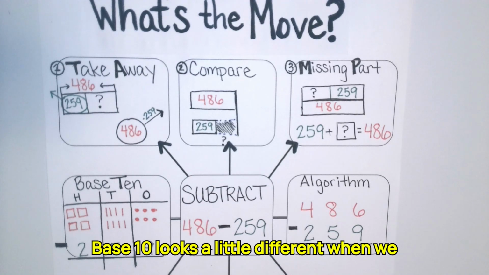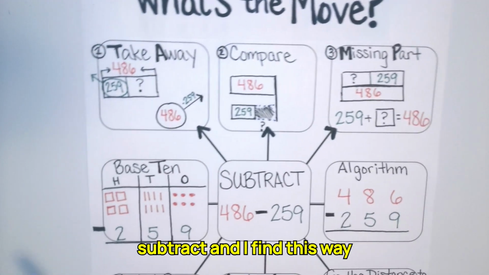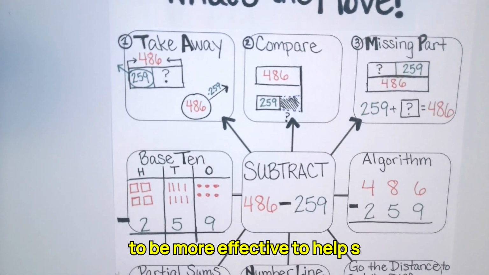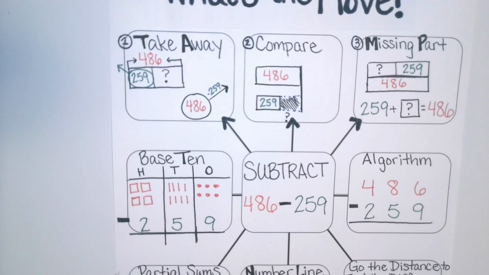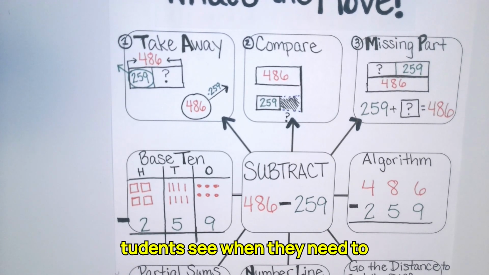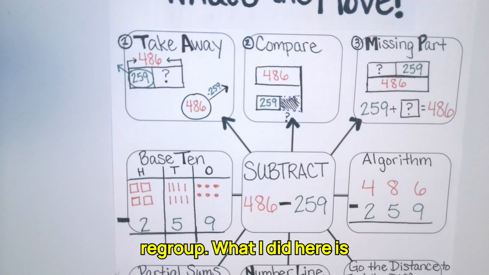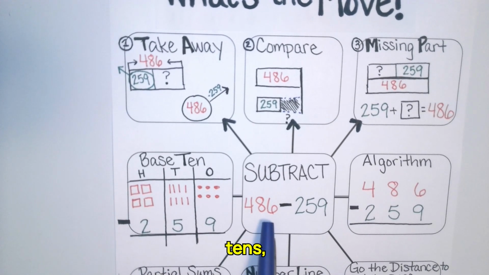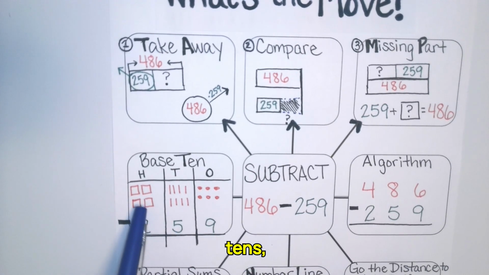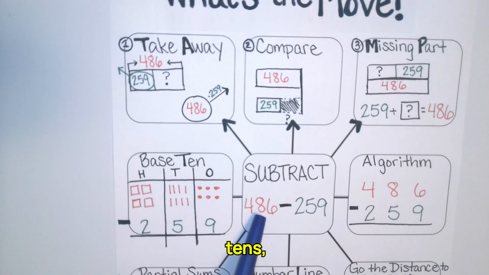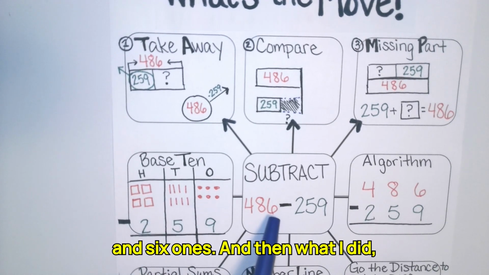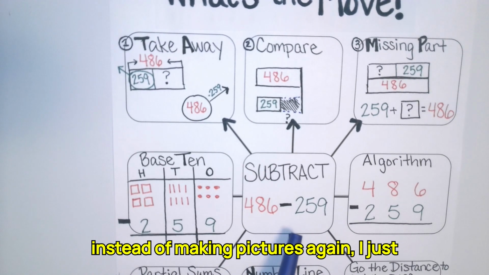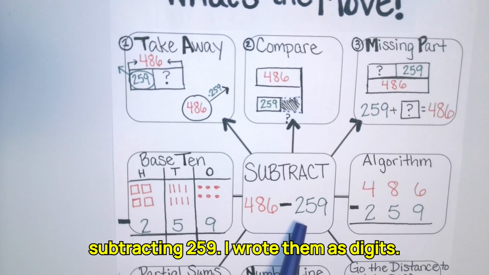Base 10 looks a little different when we subtract, and I find this way to be more effective to help students see when they need to regroup. What I did here is I created the 486 into base 10 pieces. So there are 4 hundreds, 8 tens, and 6 ones. And then, instead of making pictures again, I just wrote the other number that we're subtracting, 259, as digits.